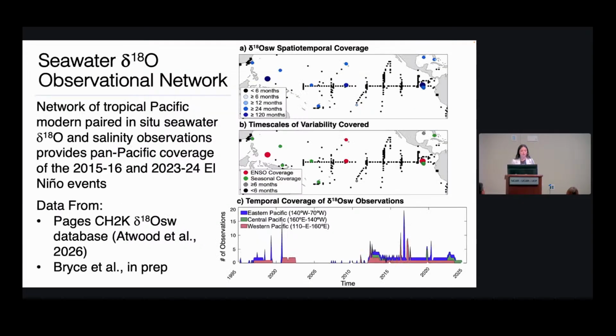So I'm just showing you here our observational network across the tropical Pacific. These are paired delta O18 of seawater and salinity observations, which provide pan-Pacific coverage of mean state and also of the recent 2015 to 16 and 2023 to 2024 El Nino events. It's worth noting that these monitoring efforts are continuing through the upcoming El Nino event, so they'll provide coverage of that as well.